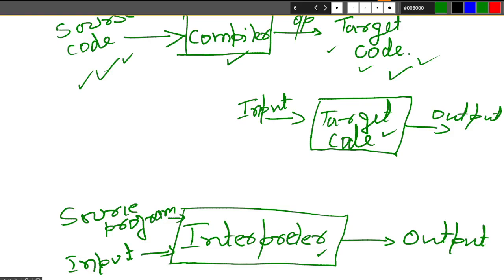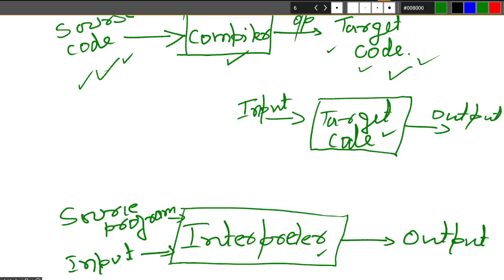But for certain cases, if you are developing a compiler to convert one source code to a different language code, then also it is a compiler. It doesn't matter whether the target code is machine executable, machine language code or not.